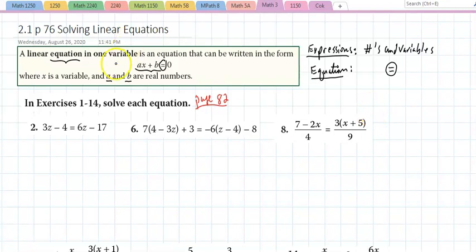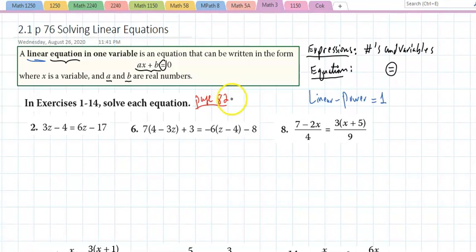Linear means the power on the variables is equal to exactly 1. No two variables are multiplied or divided. And that's what this section is about. So, to solve a linear equation, like 1 through 14, solve the following linear equation, what you do is you get rid of parentheses, you combine like terms, and you move the variable to one side and the numbers to the other side by reversing order of operations.